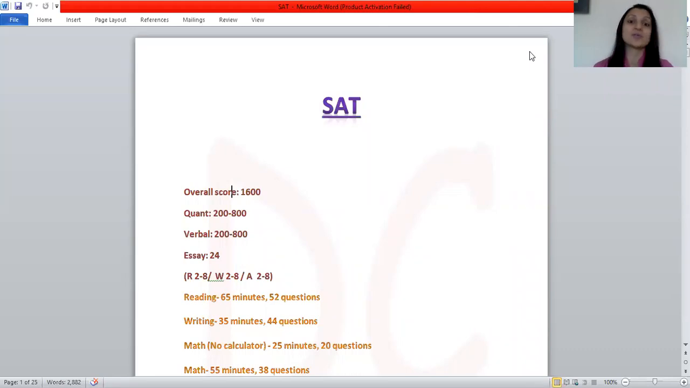If you've heard, it's about English and maths, just two sections. It's scored out of 1600. The overall score is out of 1600. There are two subsections, and in each, you score something out of 800. No matter what you do, you will not be able to score less than 400. So you get 200 in each section just because you're sitting for the test.